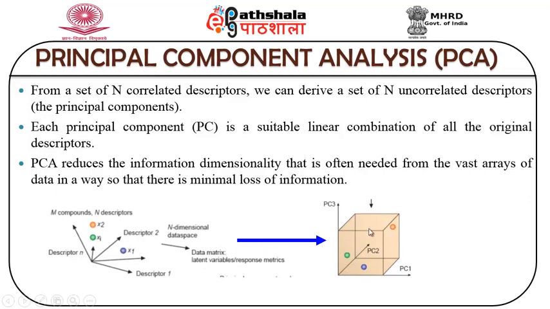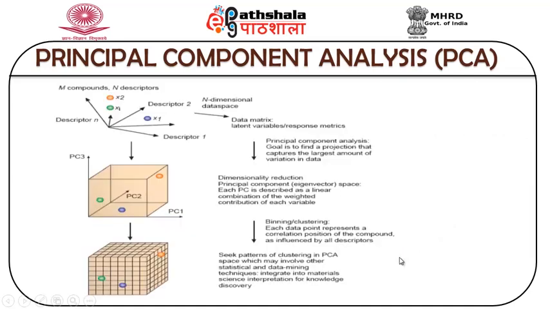It is possible for us to transform them into various PC components. So, here is a diagram. If you see, the m components are the n descriptors which are represented in the n-dimensional data space, which is a data matrix which consists of latent variables or response matrices, given to the dimensionality reduction technique, applying the principal component eigenvector space, where each principal component is described as a linear combination of the weighted contribution of each variable.